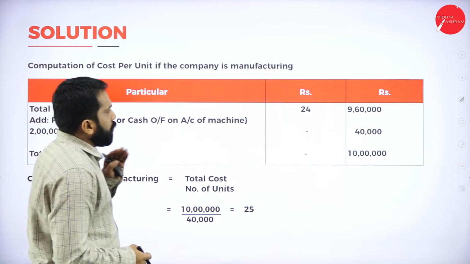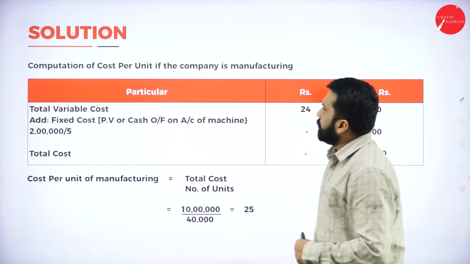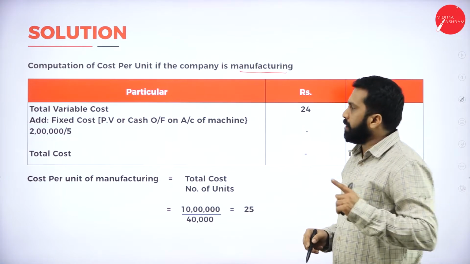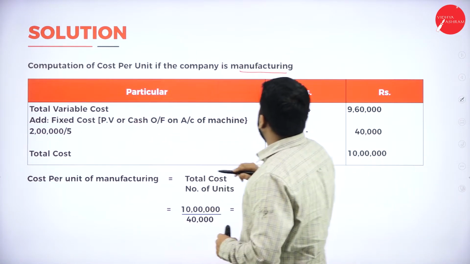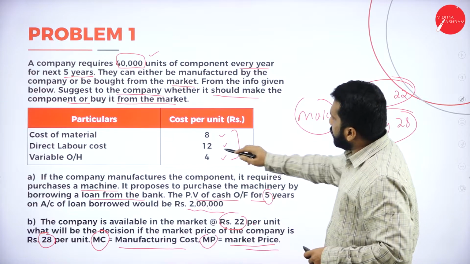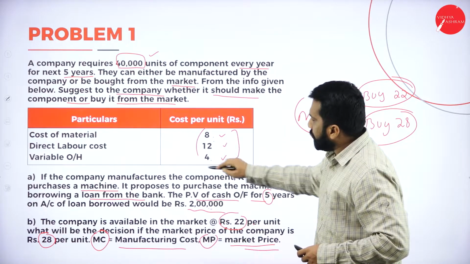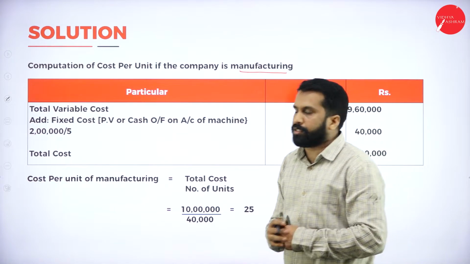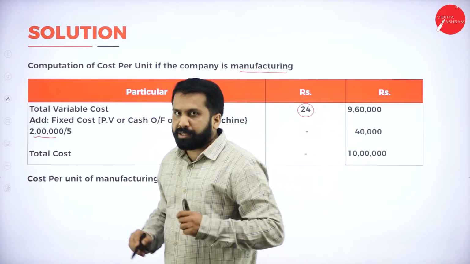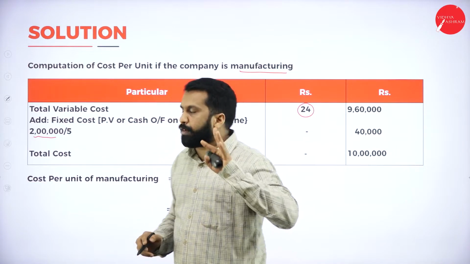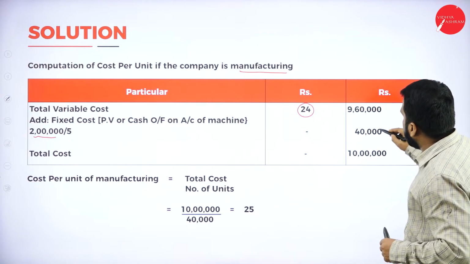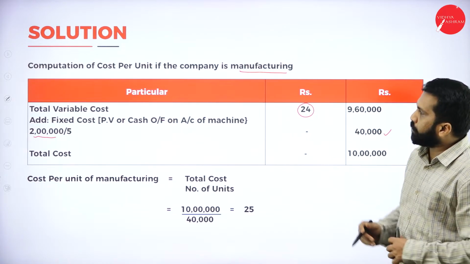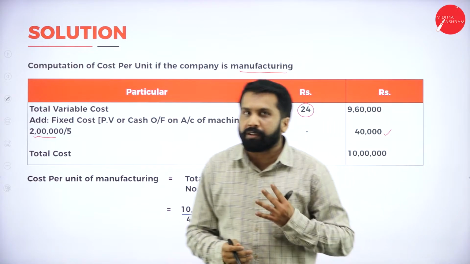Now, we'll go for your answer. Computation of cost per unit if the company is manufacturing: total variable cost is 12 plus 8 is 20, 20 plus 4, it is 24 rupees. Fixed cost: what is the fixed cost? The 2 lakh is the value of the machine. Number of years of the machine is 5 years. 2 lakh divided by 5 is 40,000. Wait. So 2 lakh divided by 5 is 40,000.